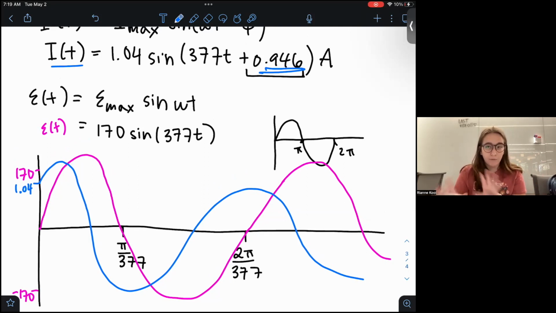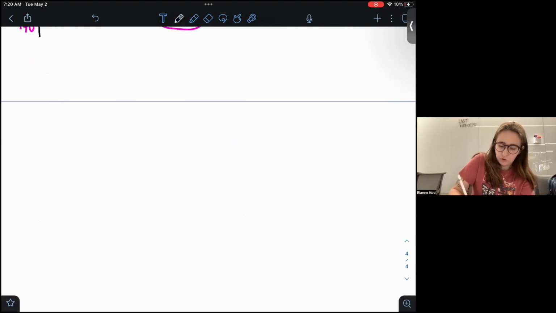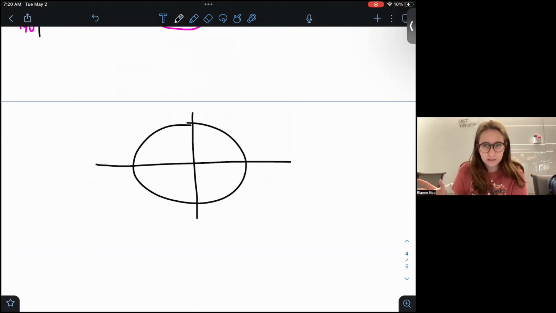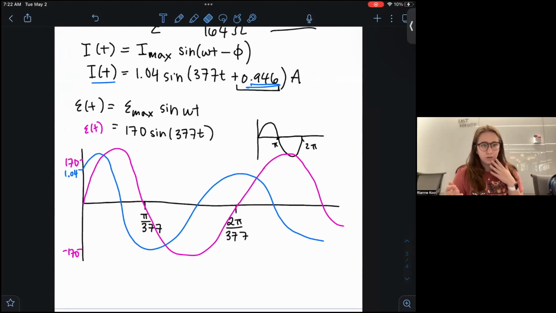You should be very comfortable with graphing sine and cosine graphs. If you ever get confused about sines and cosines, you can always just draw a unit circle and label all the points on it. That's what I always do if I forget what sine is supposed to look like, or what cosine is supposed to look like. I would always just draw a unit circle. It's very helpful. So that is how you would solve that type of problem.